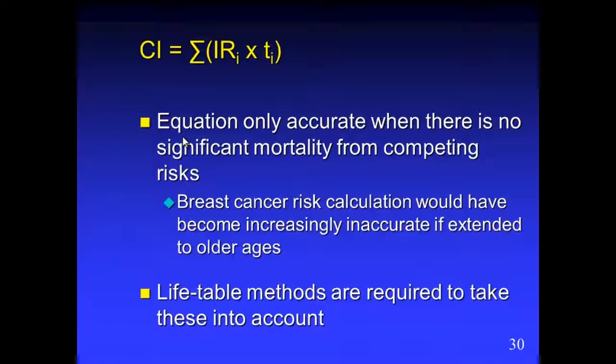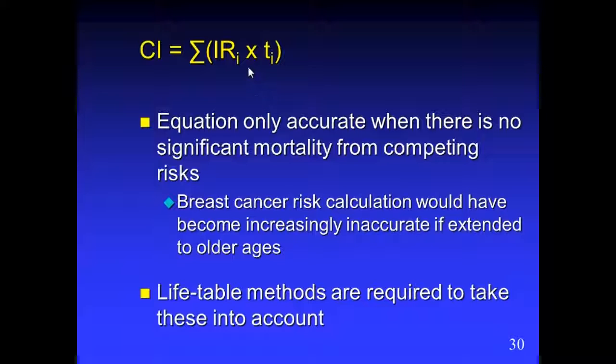This method is only accurate if there's no significant mortality from competing risks. If people were dying in significant numbers from competing risks, then the equation, the cumulative incidence equals the sum of the incidence rate times the time periods, would not be accurate. For that reason, I've only carried out this calculation from ages 30 to 59. From age 60 onwards, competing risks, mortality from other causes, becomes substantial, and the equation would become increasingly inaccurate.